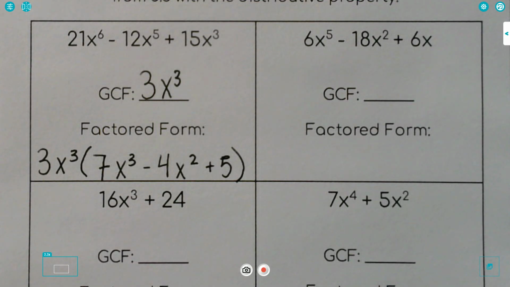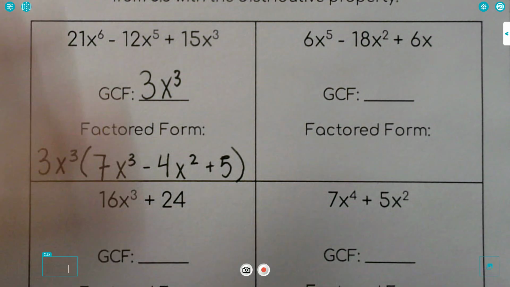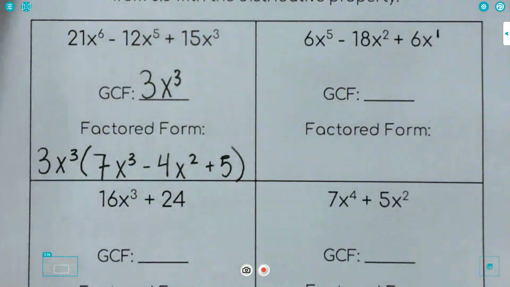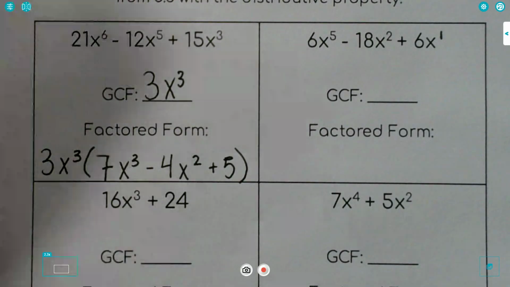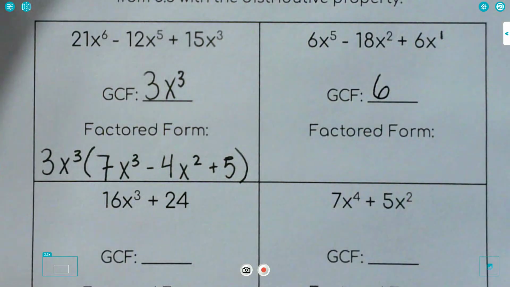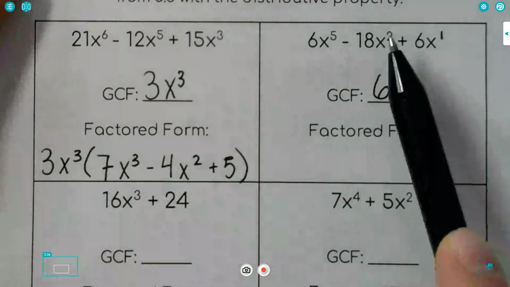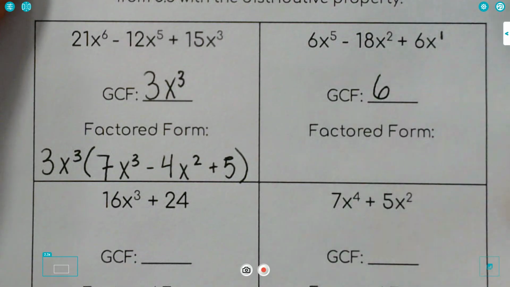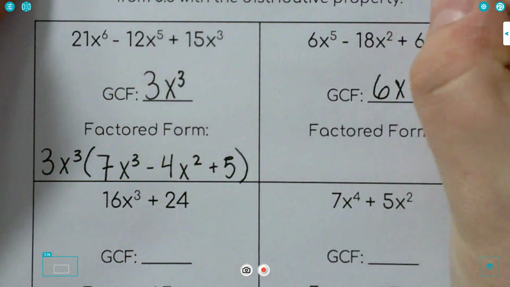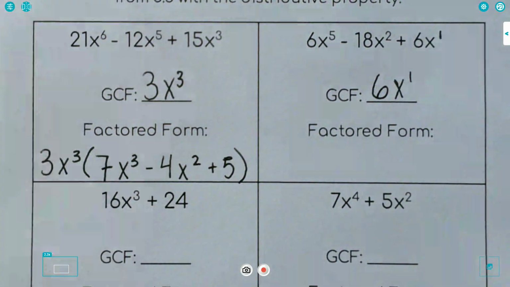Okay. Let's move on then. Next one, we've got 6x to the 5th minus 18x squared plus 6x. Let's go ahead and put our imaginary 1 on there. I think it's going to help us. Okay. What can I divide 6, 18, and 6 all by? 6. So I can divide all of those by 6. Then I have x to the 5th, x squared, and x to the 1st. I can only take however many the last one has, so I'm going to be able to pull out x to the 1st. So my greatest common factor here is 6x to the 1st.